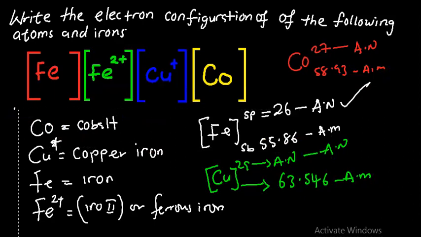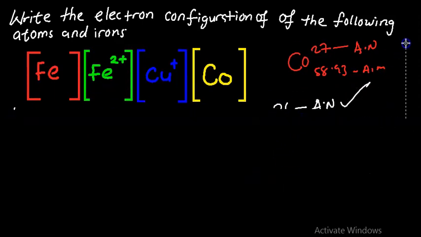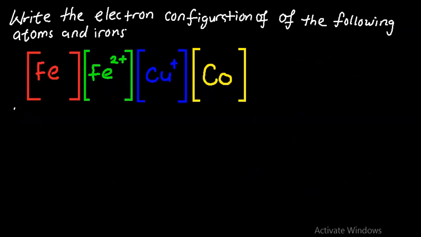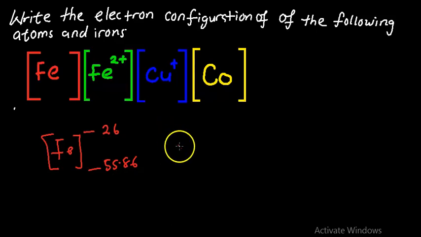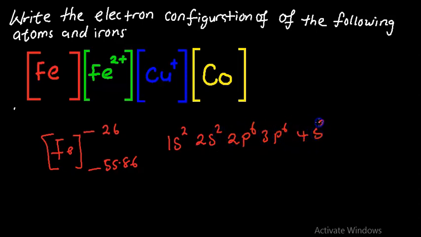Okay, let's dive in together and see how we can solve this problem. Starting with the first one. Since we said iron, which is Fe, the atomic number is 26 and the atomic mass is 55.86, and we are asked to find the electronic configuration of this. Notice that iron has an electronic configuration of 1s2, 2s2, 2p6, 3p6, 4s2, and 3d6.